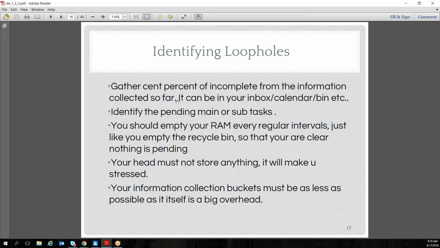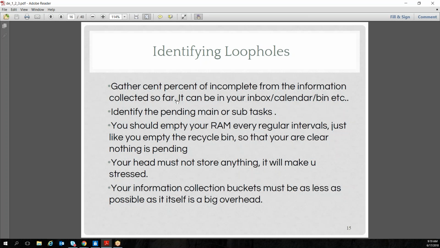Now you should empty your RAM at regular intervals, just like you empty the recycle bin, so that you are clear that nothing is pending. This means that regularly we should check our to-do list, or whatever location where you save your pending items, so that you are 100% clear that there is nothing pending. And whenever we don't do this practice and try to remember everything in our mind, we become burdened and pressurized, and we tend to feel stressed.